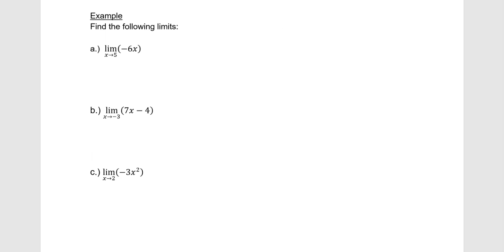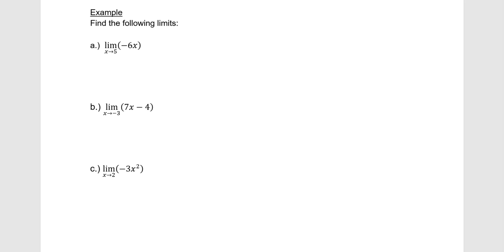So let's do an example. Let's find the following limits, and this is going to seem a little silly the way that we're doing it now once we know the shortcut, which you're probably already catching on to. So the limit of -6x as x approaches 5. So we do them separately. We do the limit of -6 times the limit of x, and now we just have to do them separately. The first one is a constant, the second one is an identity. So -6 times 5, we get -30.